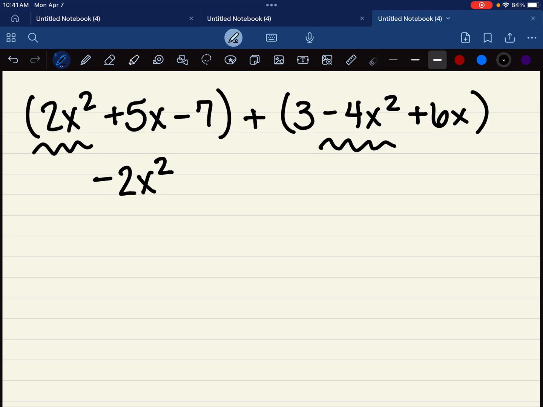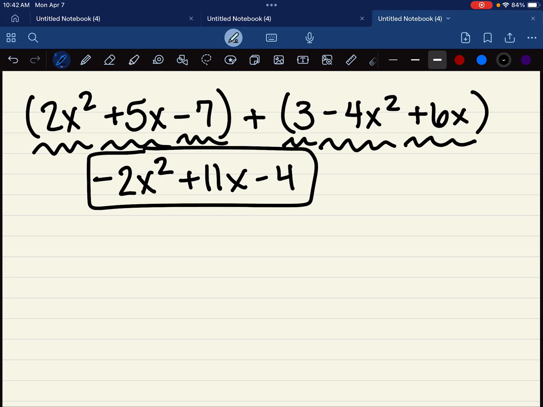Okay? Then, what are my other like terms here? What's 5x plus 6x? So I would write plus, because it's positive, 11x. And the last things I can add together? Good. Negative 7 plus 3 is? Negative 4. Okay? Essentially, all we're doing today is just combining like terms. You do have to be careful because some of these problems get kind of lengthy in what they give you, so you just have to make sure that you're writing the correct thing as you go through.